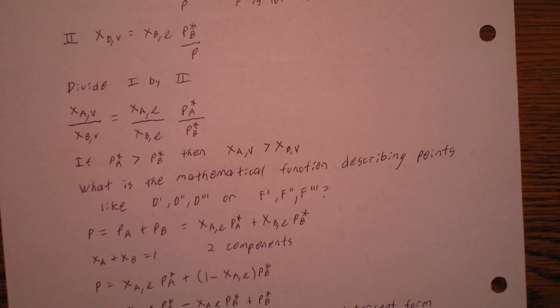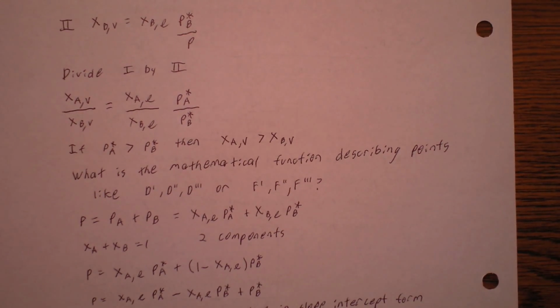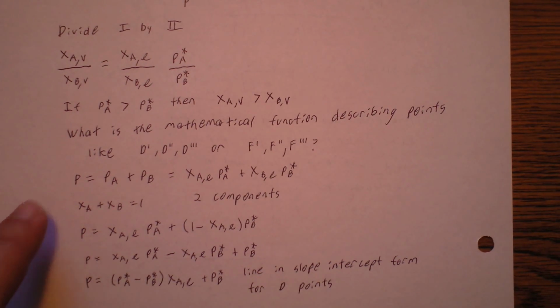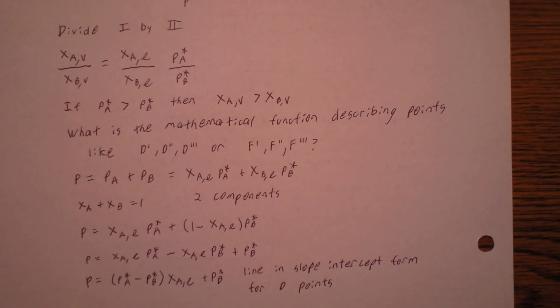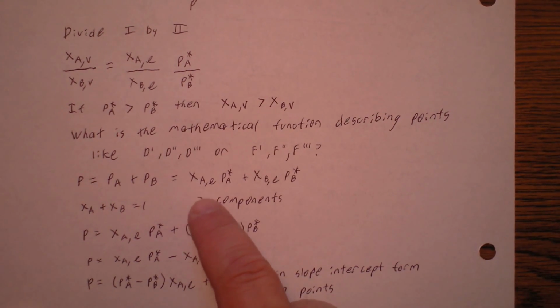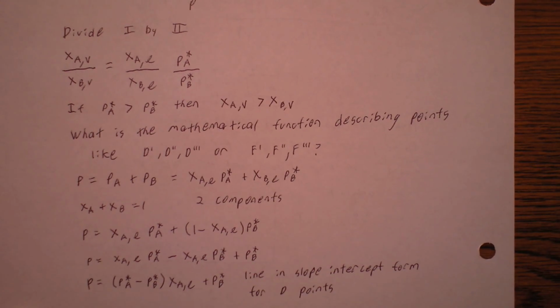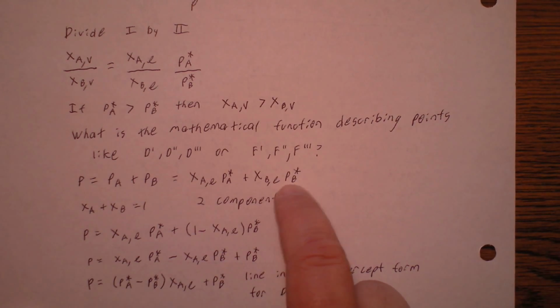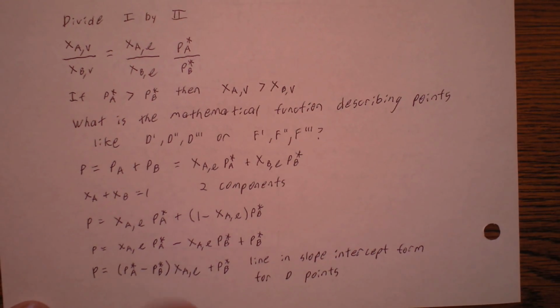So what we need to know is, what is this mathematical function that will describe the points, like D prime, D double prime, D triple prime, or F prime, F double prime, and F triple prime? Well, we know that the total pressure is equal to the partial pressure of A plus the partial pressure of B. And using that formula above, Raoult's law, we could say, okay, then that's equal to the mole fraction of A in the liquid phase times the pressure of pure A plus the mole fraction of B in the liquid phase times the pressure of pure B. That's assuming 2 components, obviously.